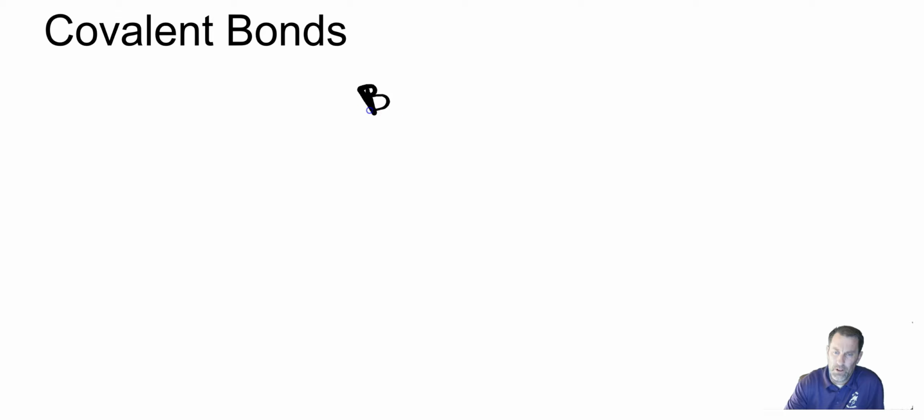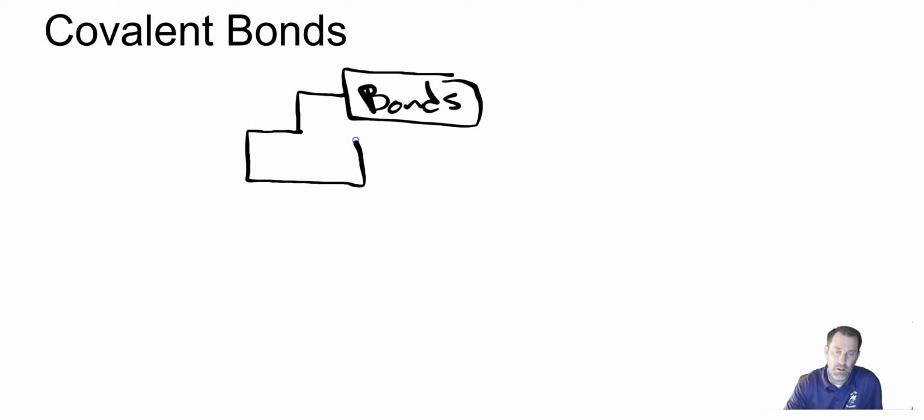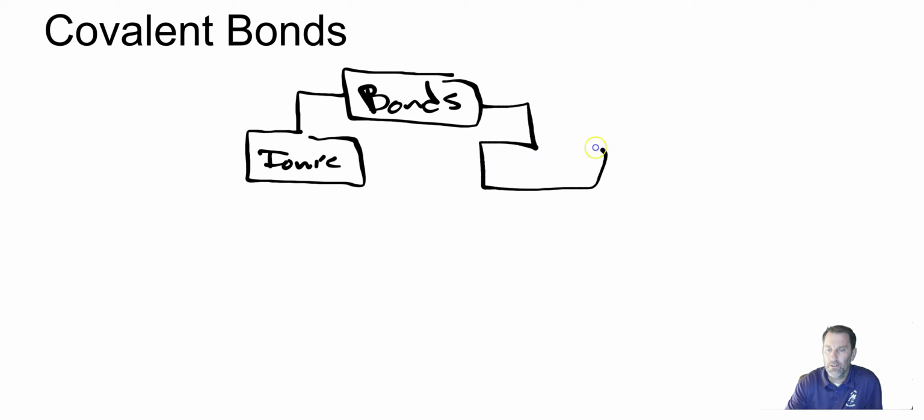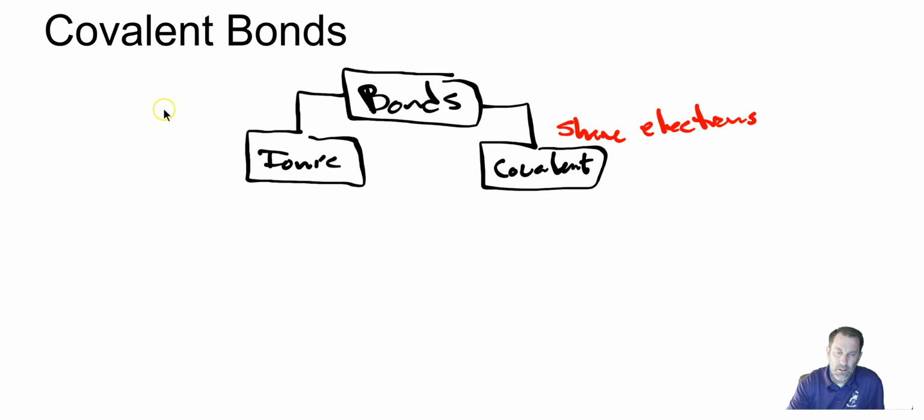This is covalent, so I just want to talk about real quick what the difference is. So just make a quick flow chart. If we have bonds, we have basically two main types of bonds. One is ionic, and then one is covalent. Now the difference between these two: in covalent, they have to share electrons. In ionic, they steal and lose electrons. And that's between a metal and a non-metal.